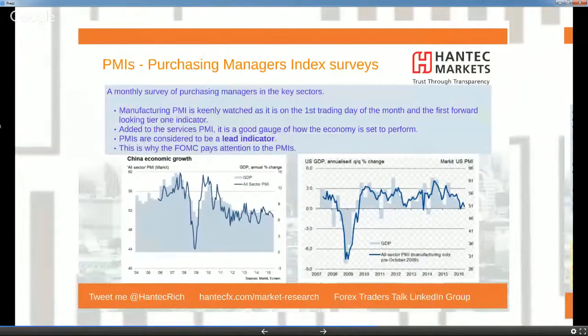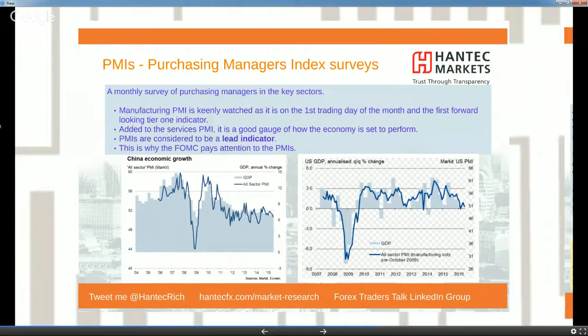And onto the PMIs. Now the PMIs are, as I said, surveys. It's a monthly survey of the purchasing managers of companies. The purchasing managers have to take the key decisions in terms of what the company is going to do going forward. So they will have their finger on the pulse in terms of how the business sector is looking at that current point in time and for the near future. So they are a very strong lead indicator, these PMIs, in terms of how these sectors are performing.